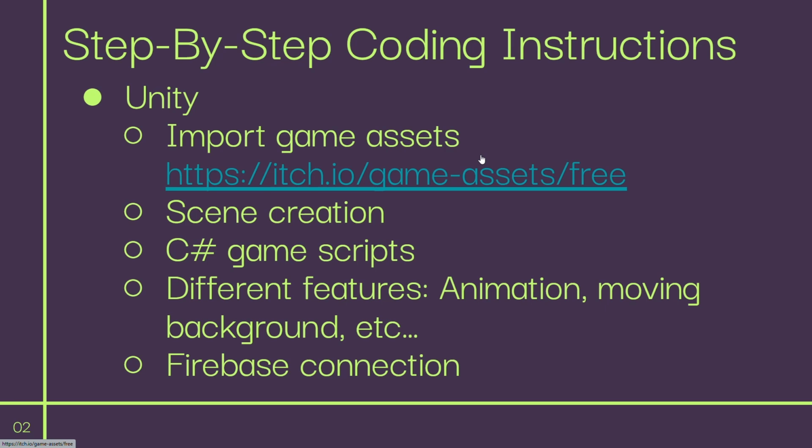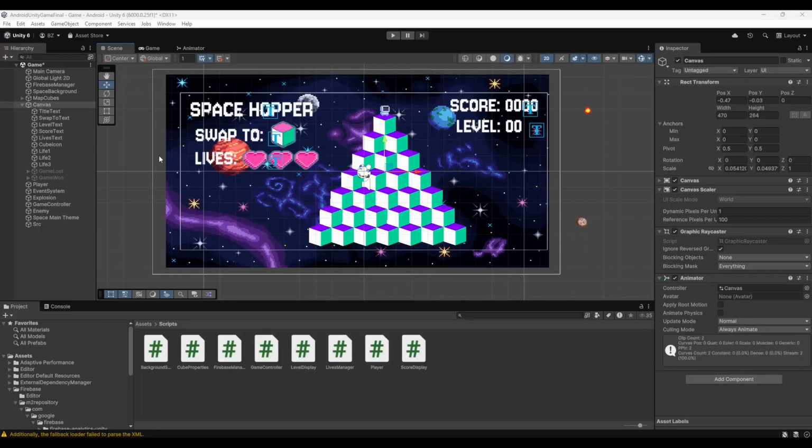So for step-by-step coding instructions, first I'll start with Unity. I'll show you how to import game assets, create a scene, handle the scripts with C#, and different features such as animation, the moving background, and the Firebase connection. So here is my Unity. I have the editor open.